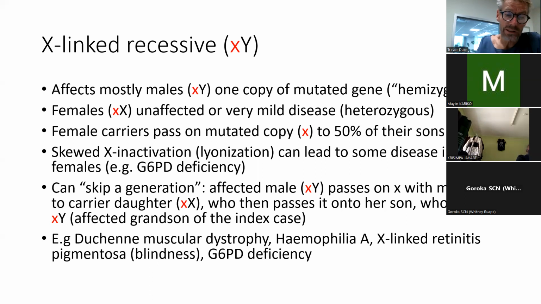So the common X-linked conditions are Duchenne's muscular dystrophy. It's the most common muscular dystrophy that occurs in infants. Hemophilia A is X-linked recessive. A condition called retinitis pigmentosa leads to blindness. Usually children are able to see at birth, but then as they go through childhood and into adolescence, they go blind. And G6PD deficiency is an X-linked recessive condition, also quite common in PNG and related to malaria, as you know.